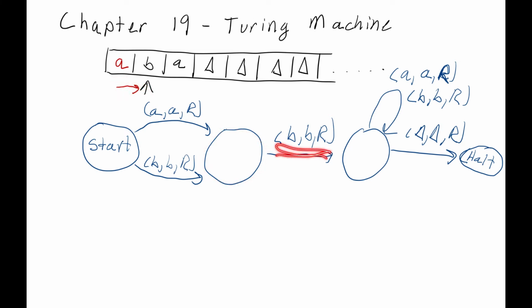Now, in this next state, when we read a B, we write a B and move the tape head to the right. And now we can see that we're in this state right here, and we're reading an A, which means that both of these are on this label. So no matter what we read, we're just going to write the same thing and move the tape head to the right. And now you can see we're pointing at a cell with a blank in it, which means we're going to take this final edge.